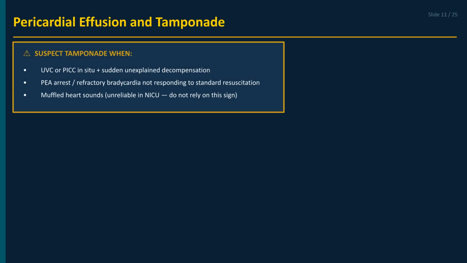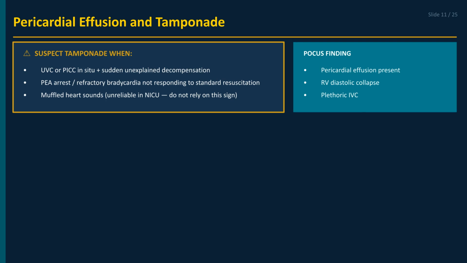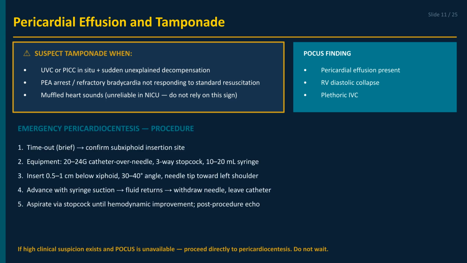Suspect tamponade in cases of sudden decompensation with UVC or PICC in situ, PEA arrest, or refractory bradycardia. POCUS findings include pericardial effusion, RV diastolic collapse, and a plethoric IVC. If suspicion is high and POCUS is unavailable, proceed directly to emergency pericardiocentesis without delay. The procedure involves a brief timeout, specific equipment, and careful needle insertion subxiphoidally.